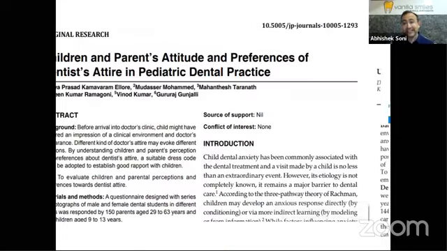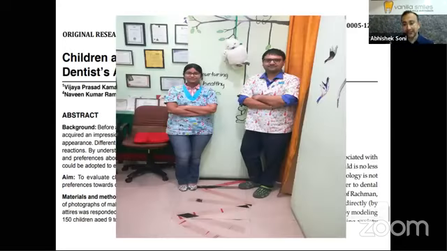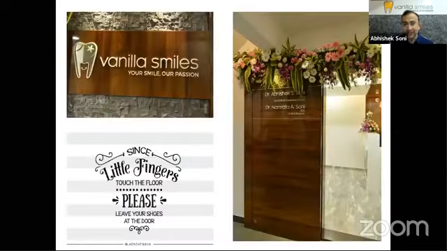It has an impact. There are studies which prove that it eventually matters, your attire, your friendly attire instead of the white coat that you would be wearing. Try to avoid wearing that in your practices when you're seeing children.